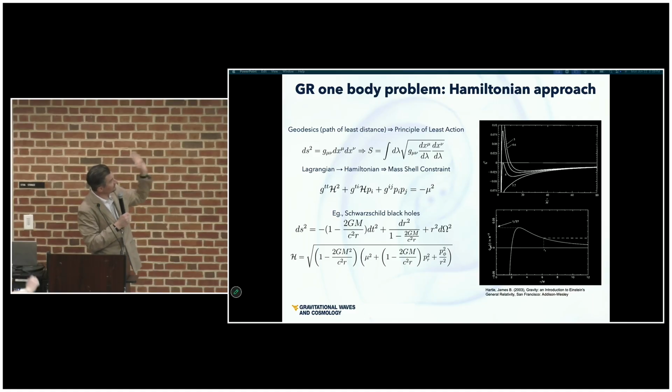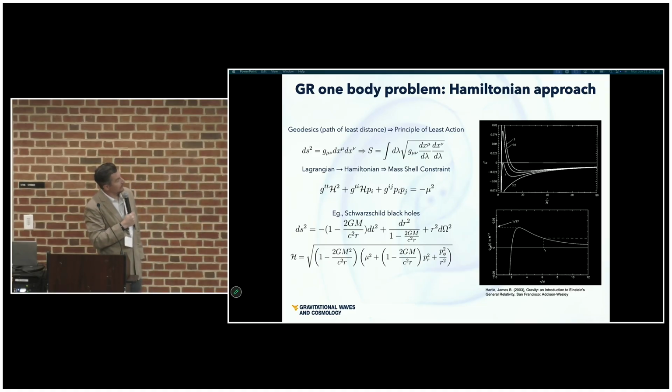So in the GR one-body problem, the way we do this, with a little bit of math but not much, you can introduce an action and have a Lagrangian and Lagrange equations of motion, just like you've done in classical mechanics. We have the mass shell constraint, and so we can instead treat this with a Hamiltonian, and this is the conventional way that things are done.